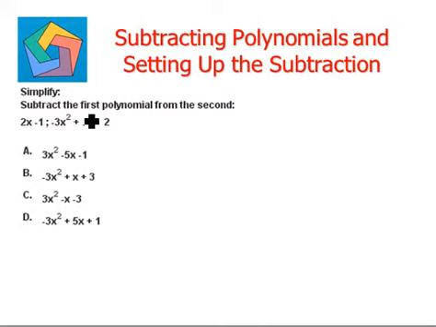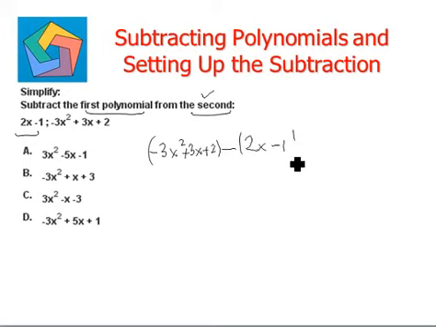Subtract the first polynomial from the second. So now we put the subtraction sign in the center first. The first polynomial, that is 2x minus 1, will appear after the subtraction sign, and from the second means the second polynomial will appear first, that is negative 3x squared plus 3x plus 2, and we use the parentheses. Now we'll simplify. Negative 3x squared plus 3x plus 2 as it is without the parentheses.